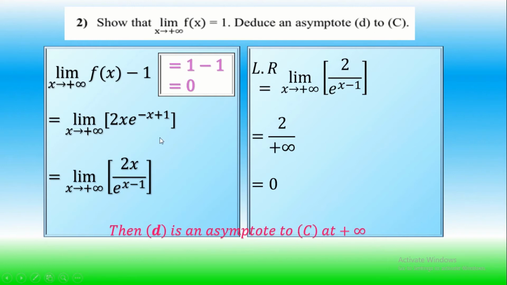By another method, we have calculated limit as x tends to plus infinity for f of x which is 1. Then we can write this limit is equal to 1 minus 1 is equal to 0. So we can conclude that d is an asymptote to c at plus infinity.